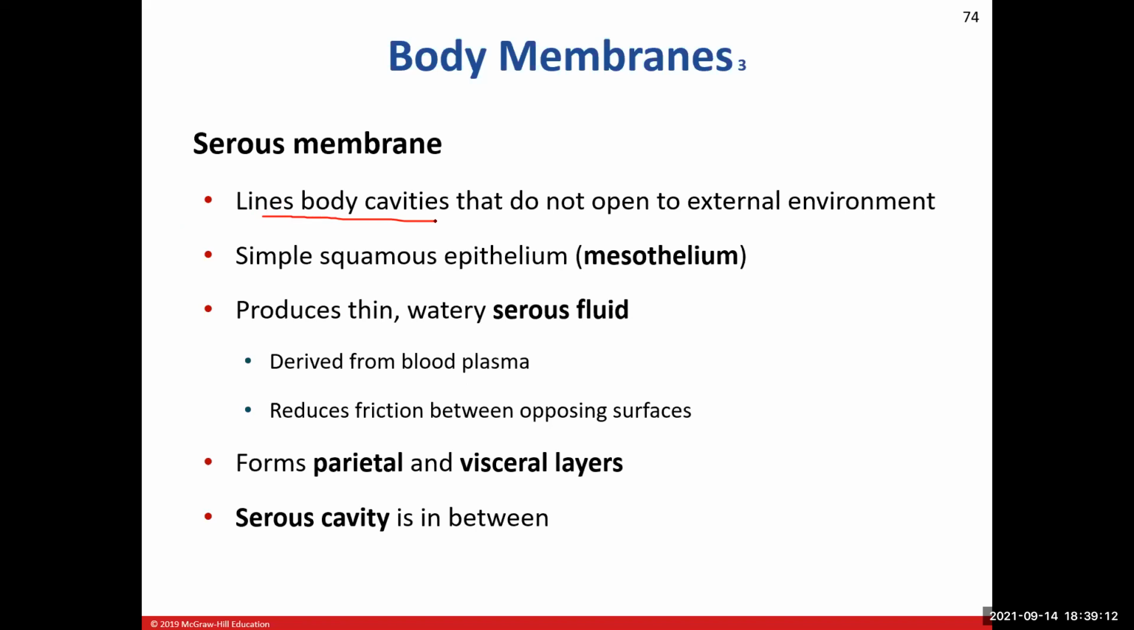The parietal layer is going to line the body cavity, the internal wall of the body cavity. And then the visceral layer is going to line the viscera, the organs there. And in between, all right, there is a space, and in that space, we have our serous fluid. That serous fluid has a function of reducing friction, so there is less likelihood of damage or injury to the tissues or the organs there.